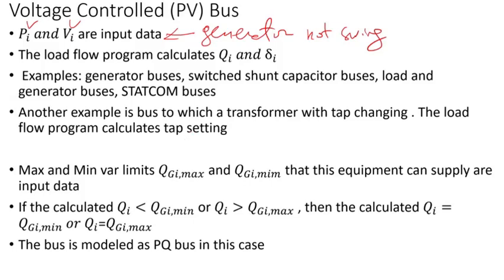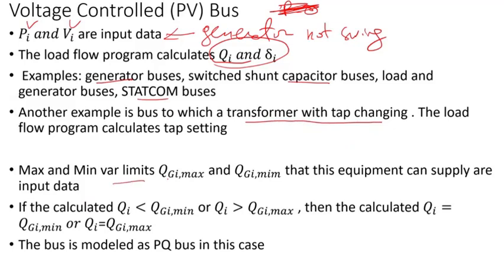You could have a StatCom, a capacitor bank, or any other voltage control device capable of providing VARs or voltage support. The only thing is, if you have a capacitor bank or a StatCom, P is 0 because they don't provide any real power. So the load flow program will calculate Q and delta. Examples are generator buses that are not swing buses, switched shunt capacitor buses, load and generator buses, StatCom. Another example is a bus where you have a transformer that has tap changing.